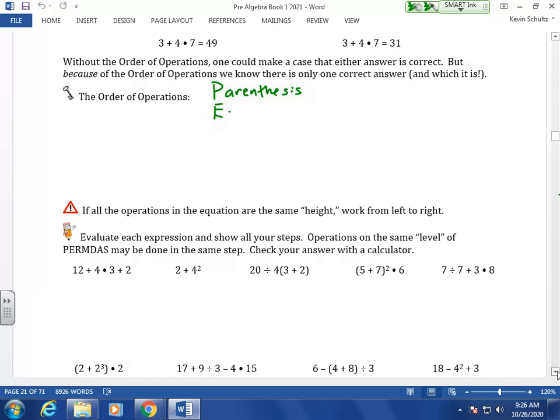Next comes E, which is for exponents. We've talked about those before. Then comes the R, which is for roots, also called radicals. We'll get more in depth with those tomorrow. And then we have multiplication, division, addition, and subtraction. PERMDAS. Okay?